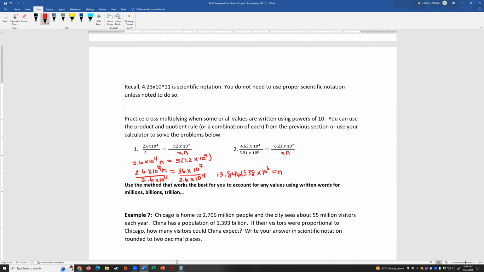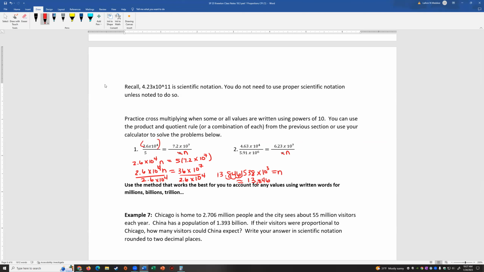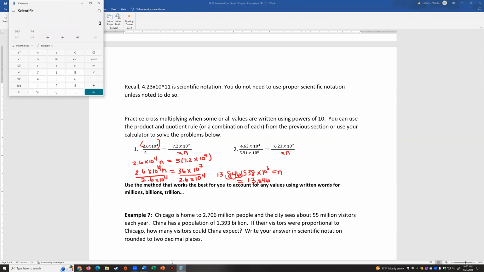Now, if they asked me to write this as a standard number, we would approximate by saying 10 to the third means move this 3 places to the right. So it'd be about 13,846 to the nearest whole number. Another way of doing these is to directly type all this into your calculator. I will caution you, when you do scientific notation on your calculator, you want to put the part you divide by in parentheses. We're going to be dividing by this since it's across from the n. Otherwise, your calculator may not do the steps correctly.